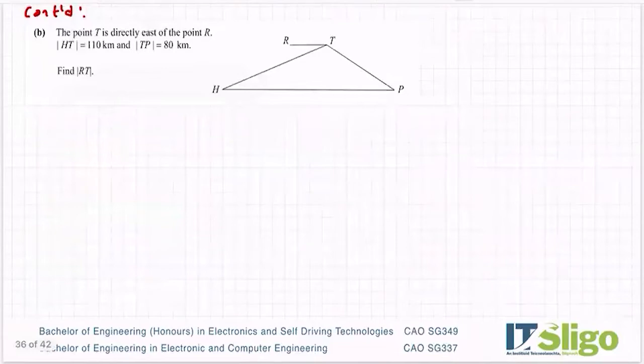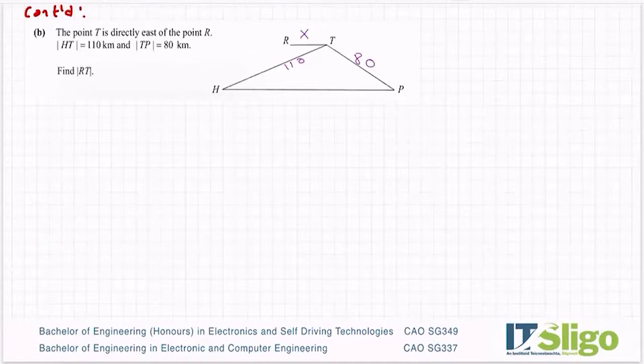Part B. The point T is directly east of the point R. HT is equal to 110, and TP is equal to 80. Okay, find RT.